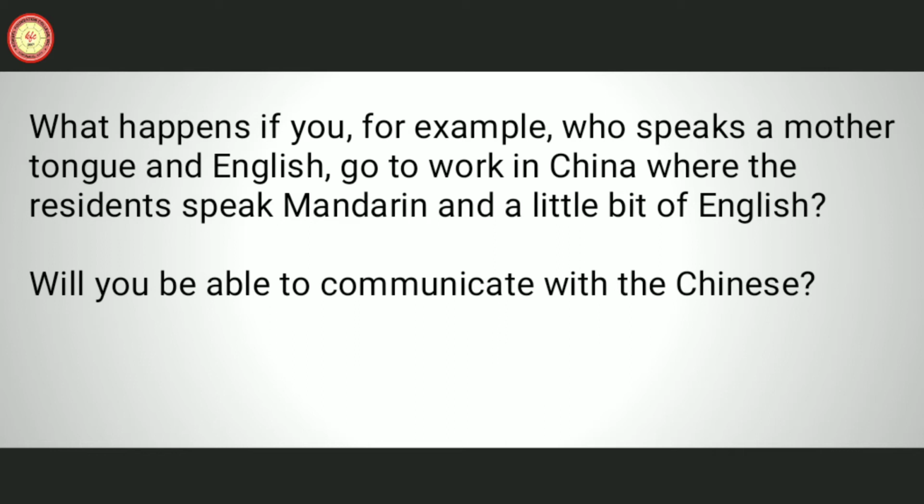So the result of such contact may be a new form of language. It is possible that in your attempt to communicate with each other, you and your Chinese friends will produce a new language, a new language form that is understandable to both of you. Your own languages may also change as you constantly interact and communicate with each other. Thus, language change is the result of language contact.